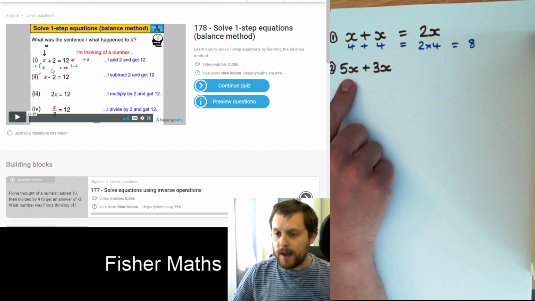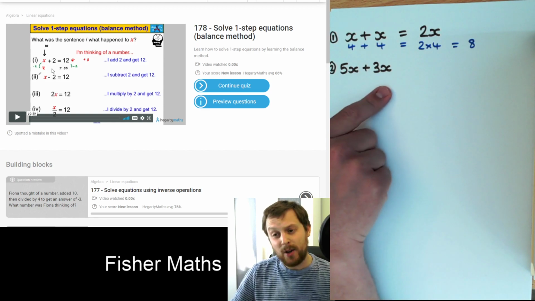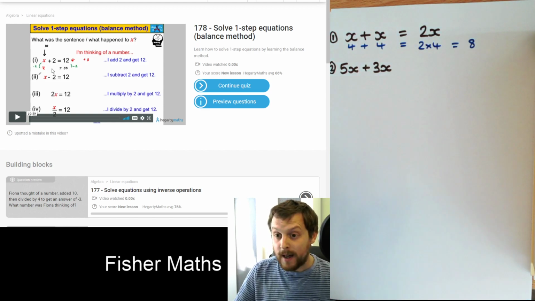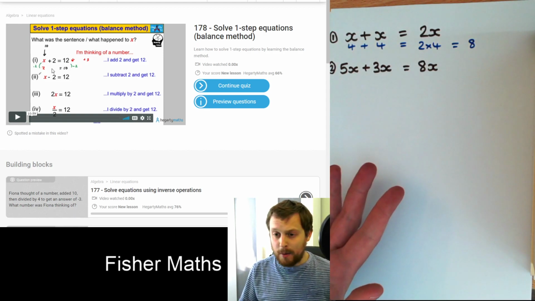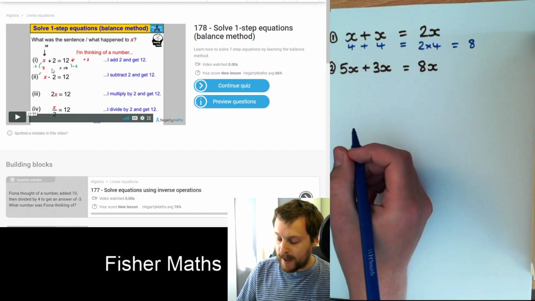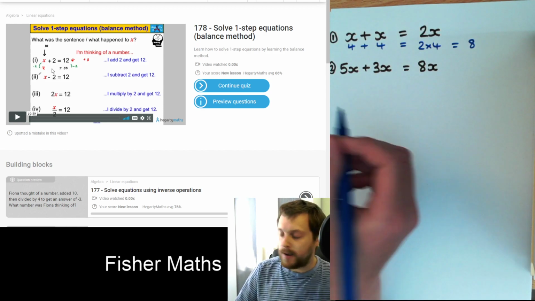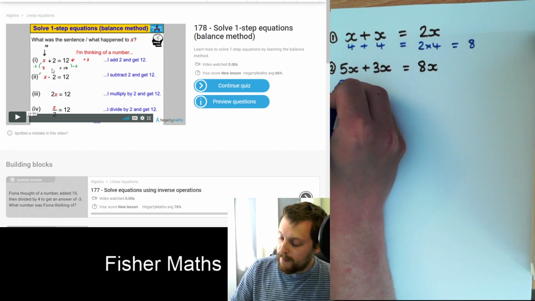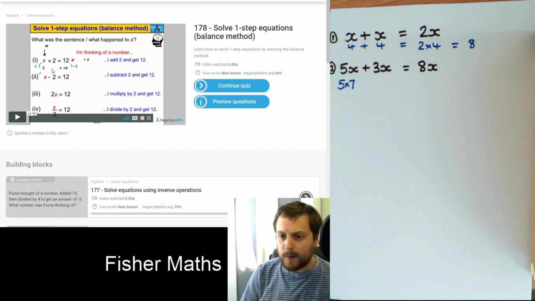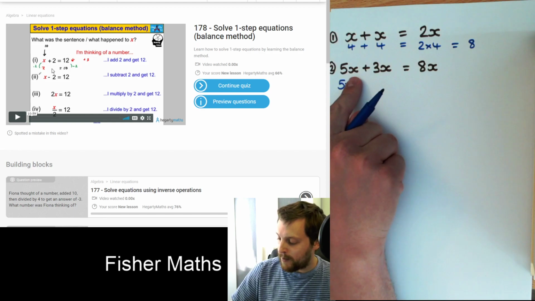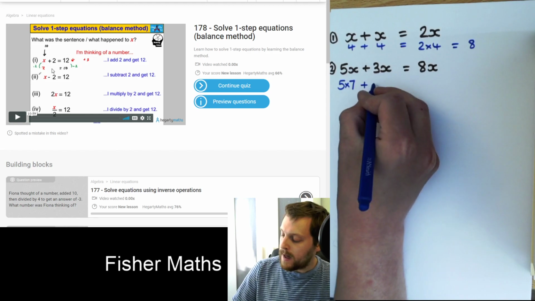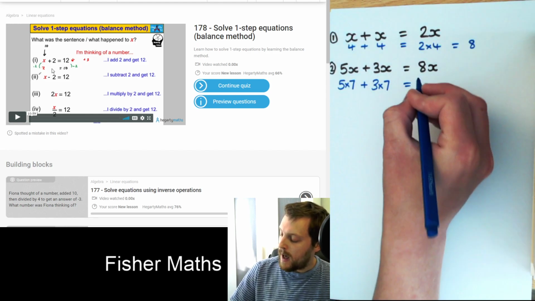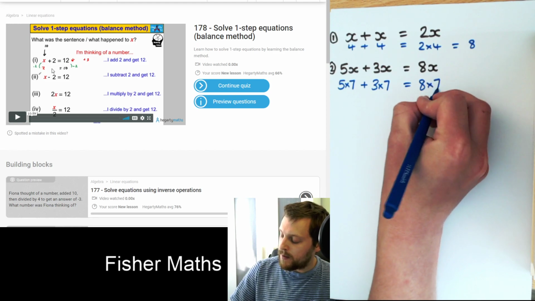There you go. In this one here, if I have 5 x's and then another 3 x's, I have altogether 8 x's. And again, if I pick a number for x, let's pick x is 7. So here I have 5 times 7, and there's nothing special about x being 7. I'm just picking a random number. You can pick any number you want for x, as long as everywhere you see an x, that's the number you're using. So 5 times 7, add 3 times 7, and this is supposed to be equal to 8 times 7.